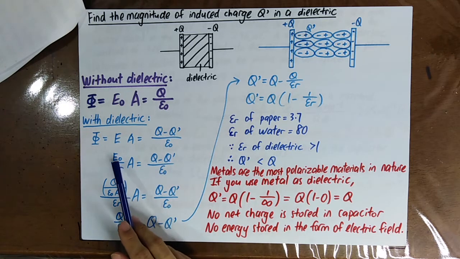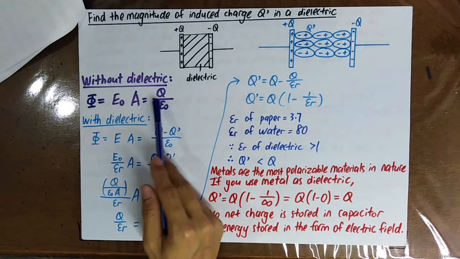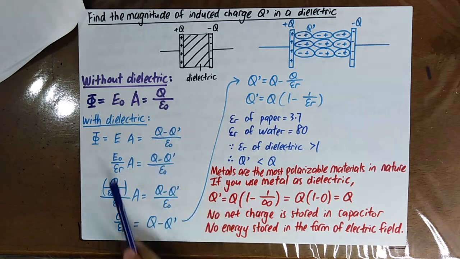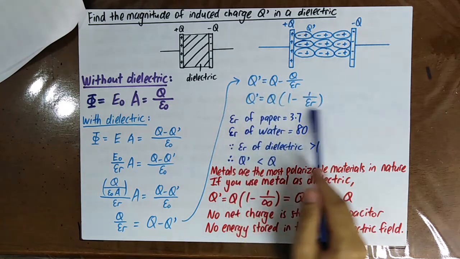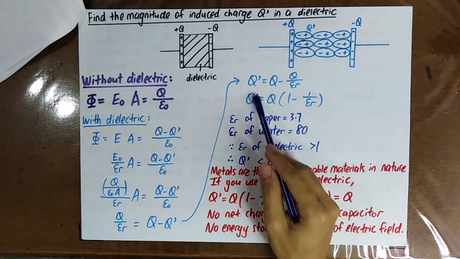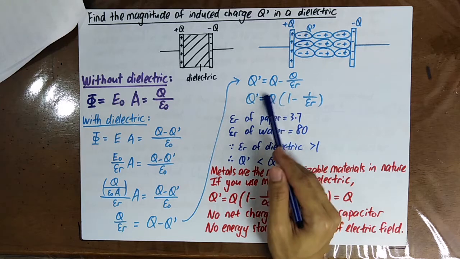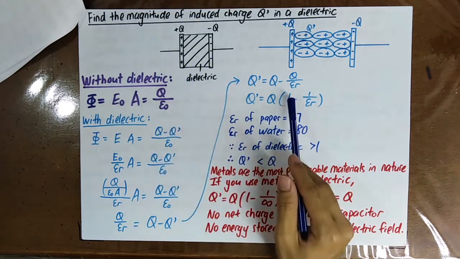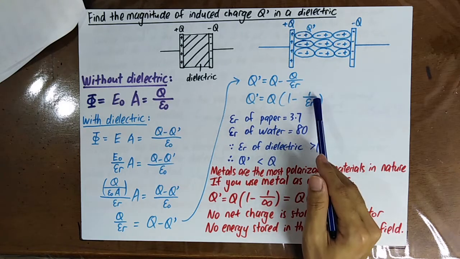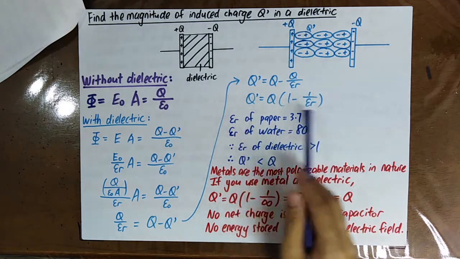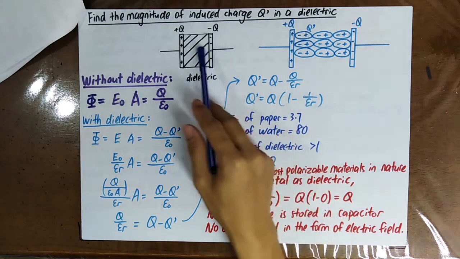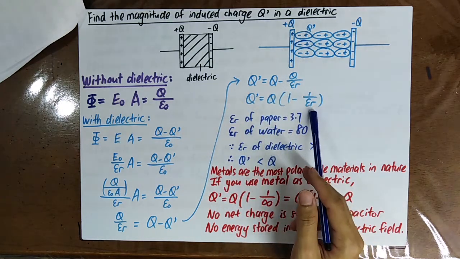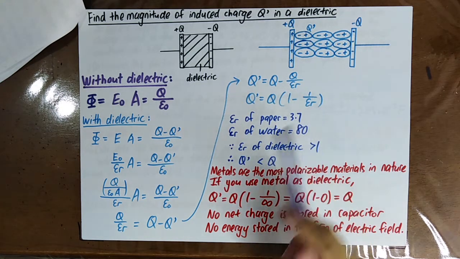And then E0 equal to Q over A epsilon naught. You substitute this inside here, and then you can arrive at this equation. That means that the induced charge is equal to the charge of either plate of the capacitor times 1 minus 1 over epsilon r, where the epsilon r is the dielectric constant, which is also the relative permittivity.